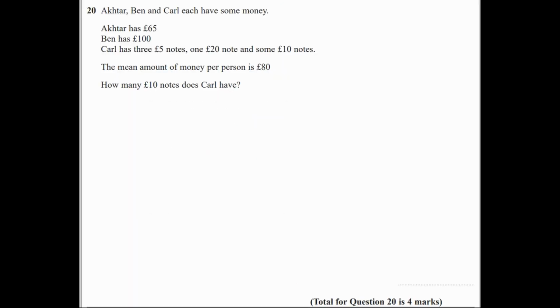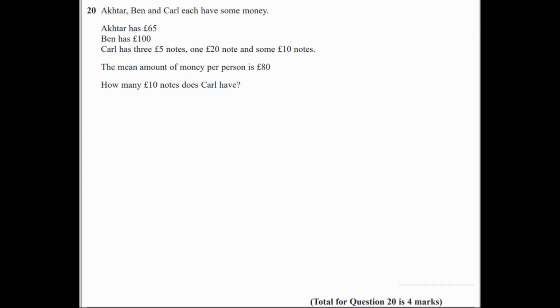Question 20. Akhtar, Ben and Carl each have some money. Akhtar has £65, Ben has £100. Carl has 3 £5 notes, 1 £20 note and some £10 notes. We're told the mean amount of money per person is £80 and we want to know how many £10 notes Carl's got. This really is a mixed up question sent to confuse.